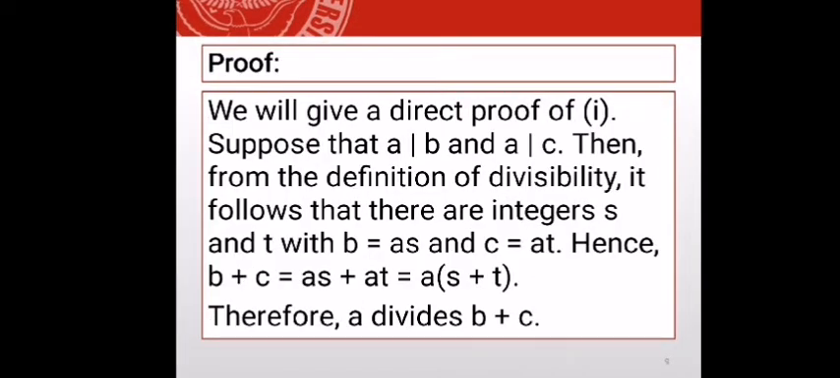We will give a direct proof of number 1. Suppose that a divides b and a divides c. Then from the definition of divisibility, it follows that there are integers s and t with b equals as, and c equals at. Hence, b plus c equals as plus at equals a(s plus t). Therefore, a divides b plus c.